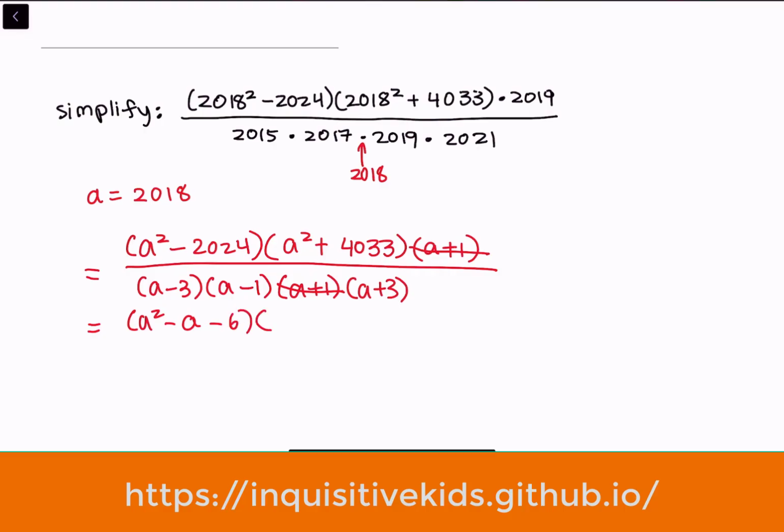And how can we represent 4033? Well, how can we get as close to it using the number 2018? 2018 times 2 gives us 4036. That's pretty close to 4033. So we can rewrite 4033 as 2A minus 3. And that's what we get on the numerator.